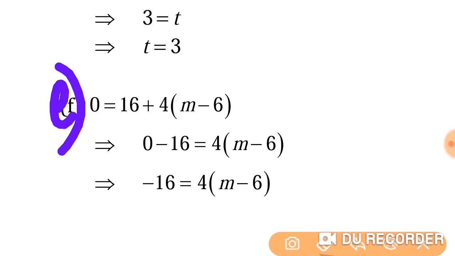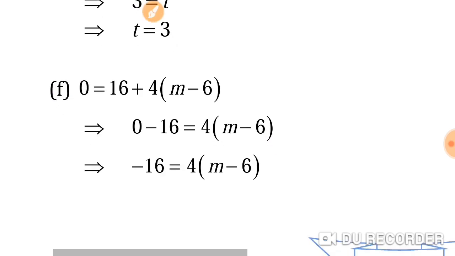Some examples are extra in this exercise, so please go through them and write whatever is necessary. Okay, so 0 is equal to 16 plus 4 into m minus 6. Just now I said, if there is an addition, we have to transfer that side first, then if it is multiplication and all we can do it. There is a multiplication between 4 and m minus 6, so this is one term and this 16 is another term. So transfer the 16 to that side, so it becomes 0 minus 16 is equal to 4 into m minus 6. Okay, 0 minus 16 is nothing but minus 16.